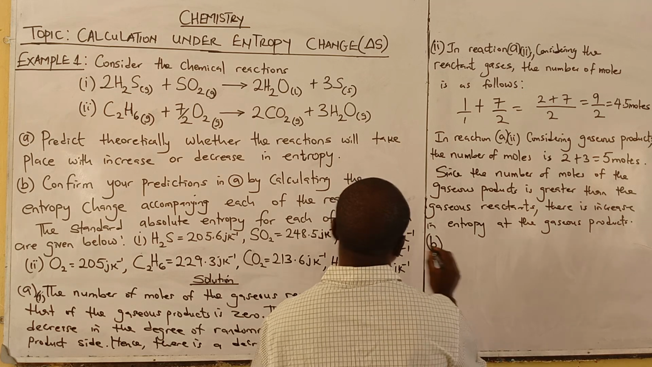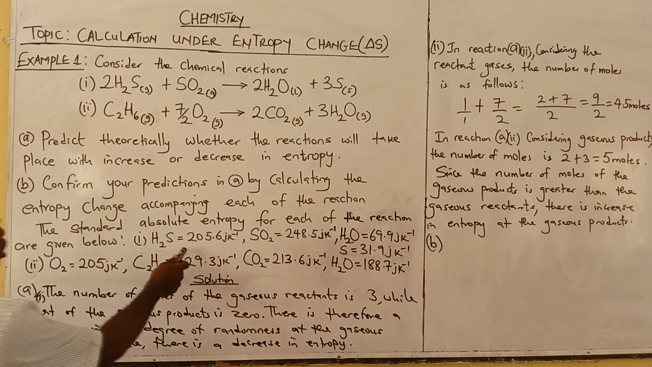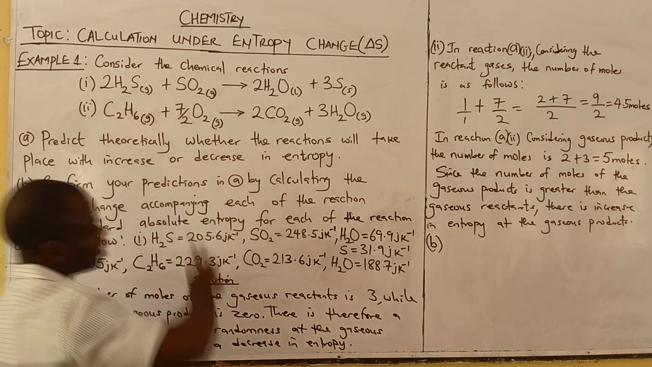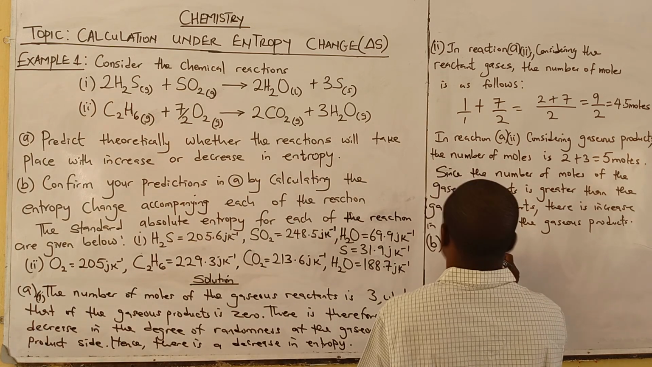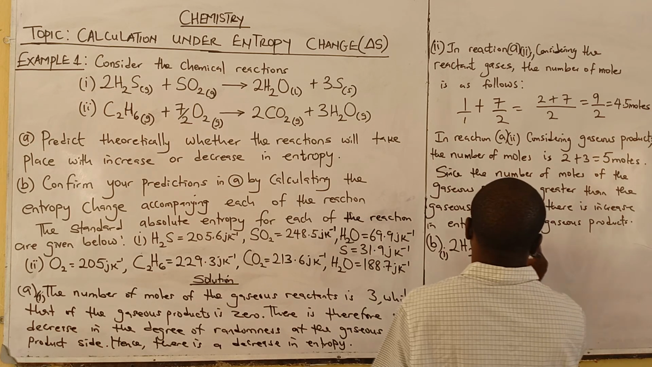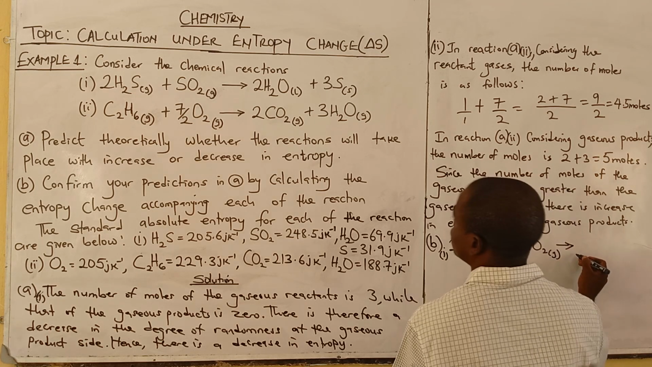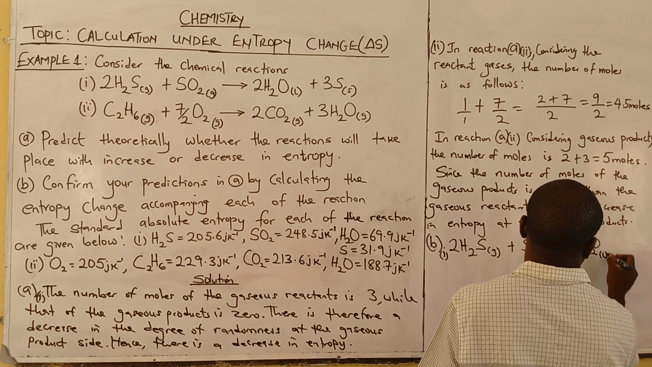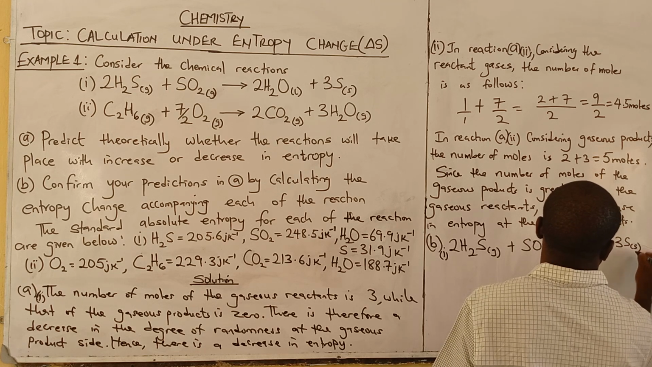Now, since we want to do that, you first write the equation and write their entropy under it. So where you have 2, you multiply by 2. Where you have 1, you leave it like that. Now let's have 2H2S gaseous, let's call it B1, plus SO2 gaseous to give us 2H2O liquid plus 3S solid.